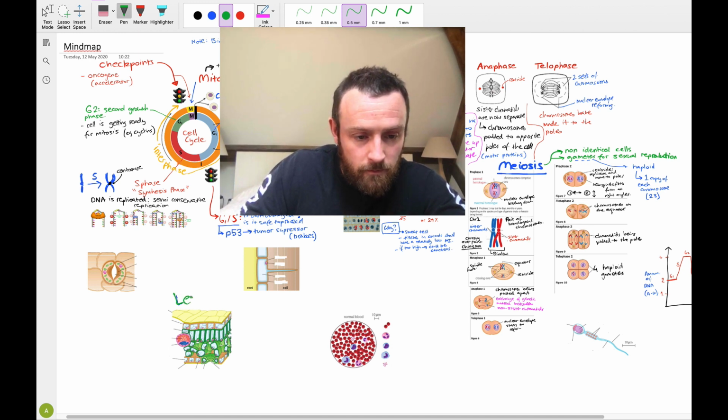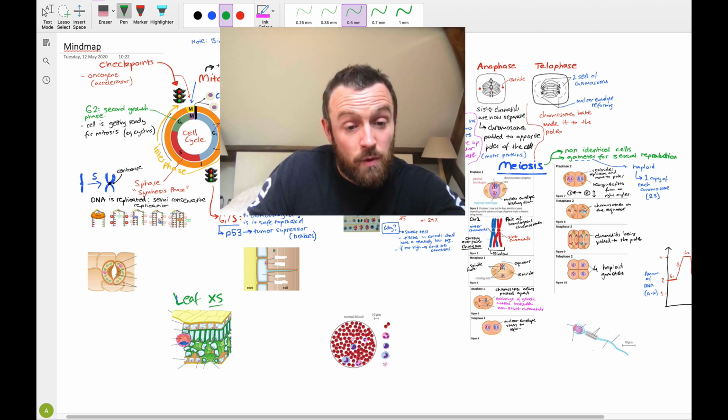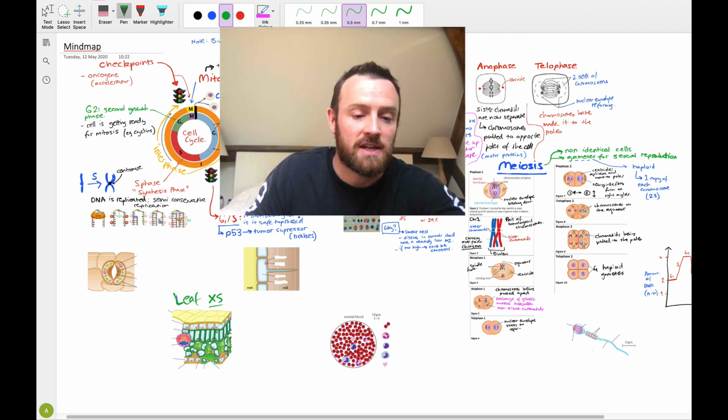Okay, so leaf, cross-section. We sometimes write XS for cross-section. So this is the top, this is the bottom. Label all these different parts. This is a root hair cell. Label these different parts and say how they are specialized.